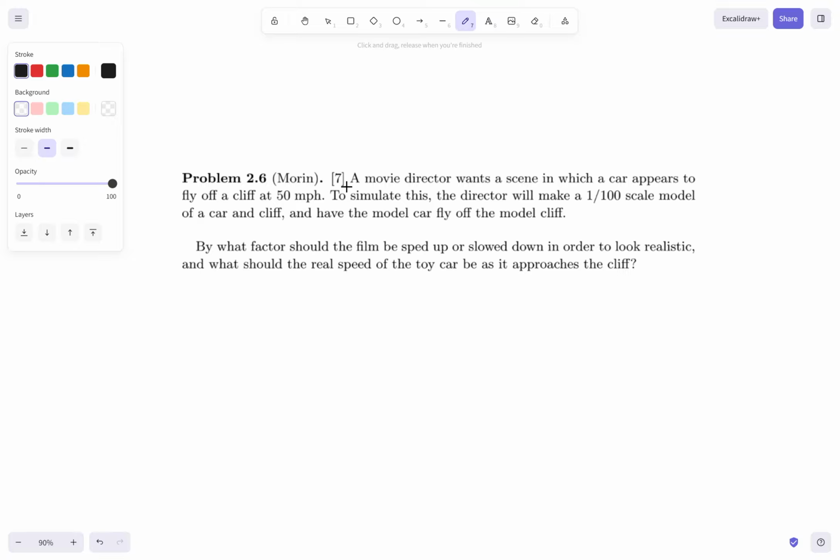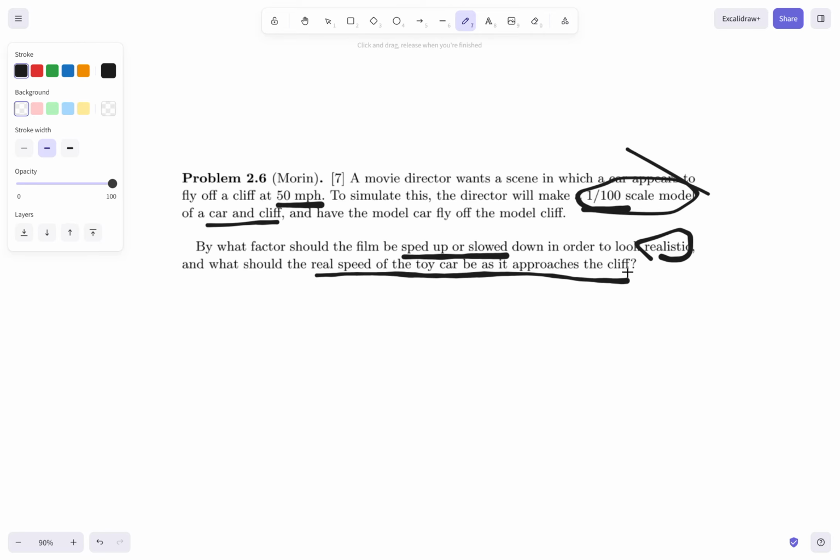Okay, whatever. A movie director wants a scene in which a car appears to fly off a cliff at 50 mph. To simulate this, the director will make a 1/100 scale model of the car and the cliff. By what factor should it be sped up or slowed down in order to look realistic? And what should the real speed of the toy car be as it approaches the cliff?